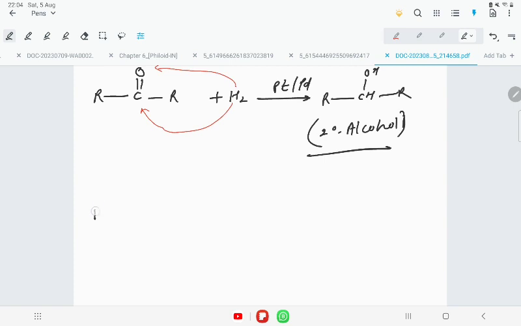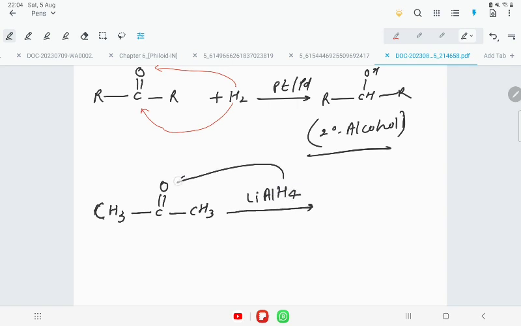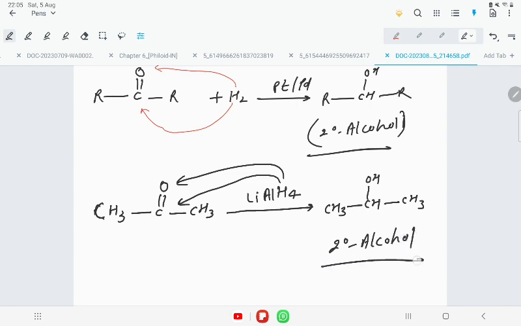Now let us try to understand with the other reagent. I am taking some other compound. Suppose I am taking CH3, C double bond O and here is CH3, and you are taking it with LiAlH4. So one hydrogen you send here, another hydrogen you send here. So you are going to get CH3, this is CH, here is OH and this is CH3. So this is also a 2 degree alcohol, right?